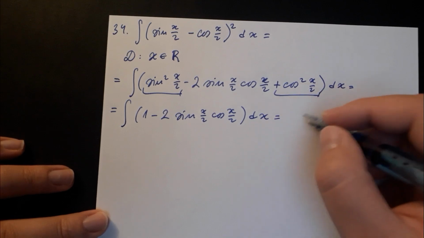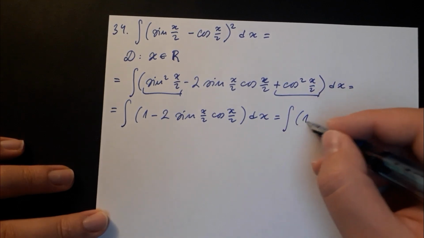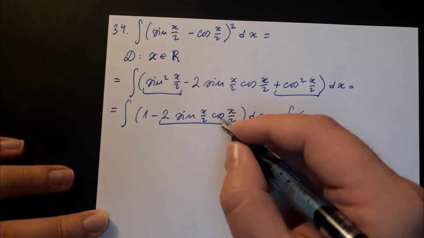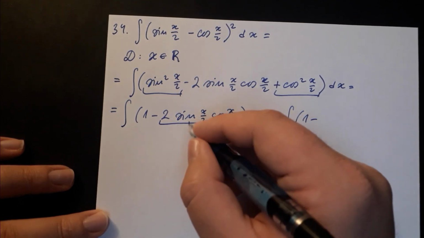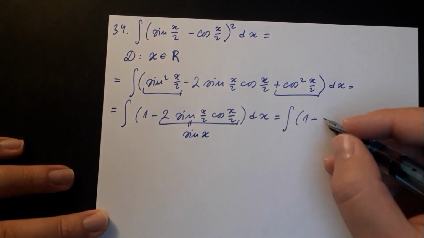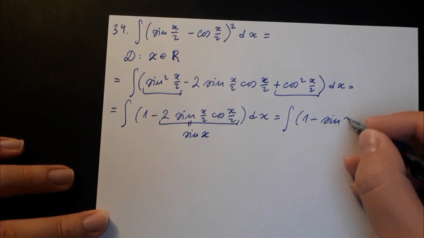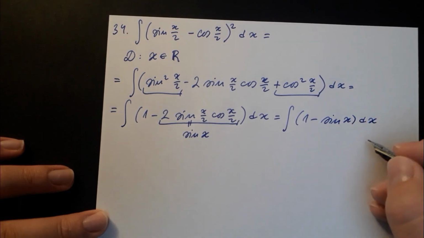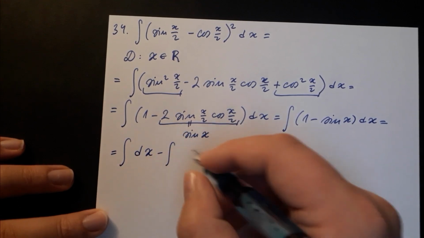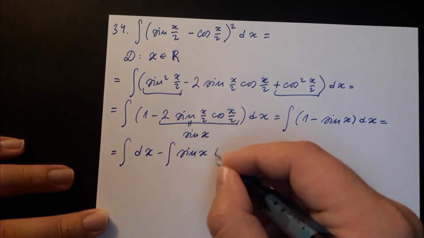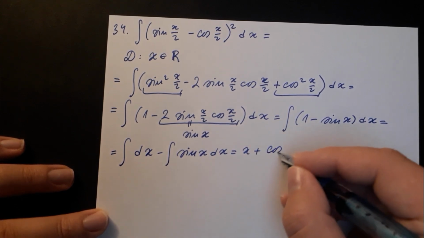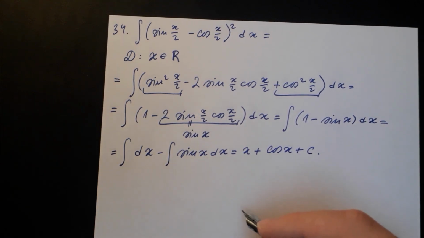That is equal to an integral of 1 minus, well, 2 times sine of a half angle times cosine of a half angle is sine of a double angle. So this is minus sine of x dx. So this is then equal to an integral of dx minus an integral of sine x dx, and this is just x plus cosine x plus c.